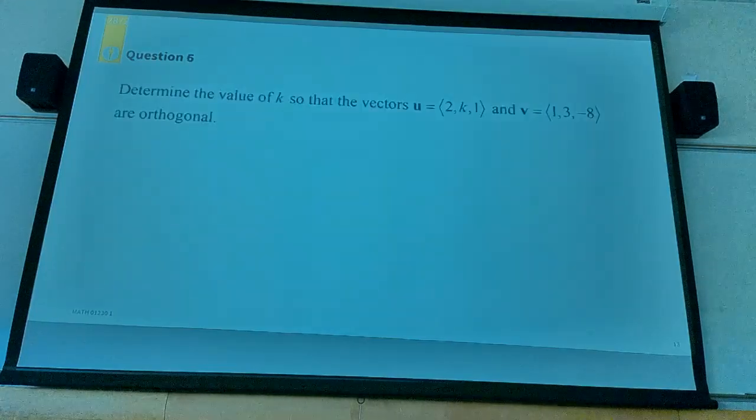Determine the value of k so that these 2 vectors are orthogonal. What does it mean to be orthogonal? 90 degrees. Perpendicular. Angle between them is 90 degrees. What about the dot product? 0. So this is what we're solving.